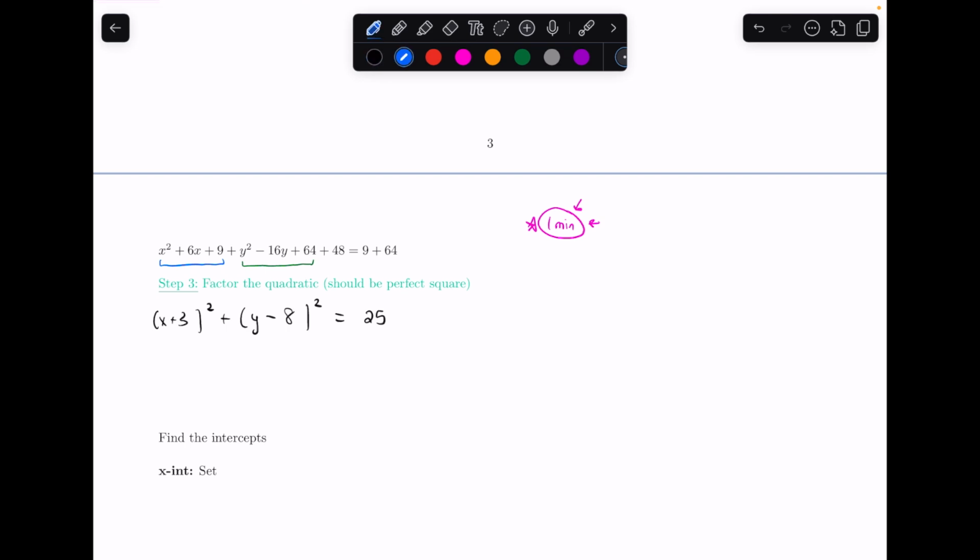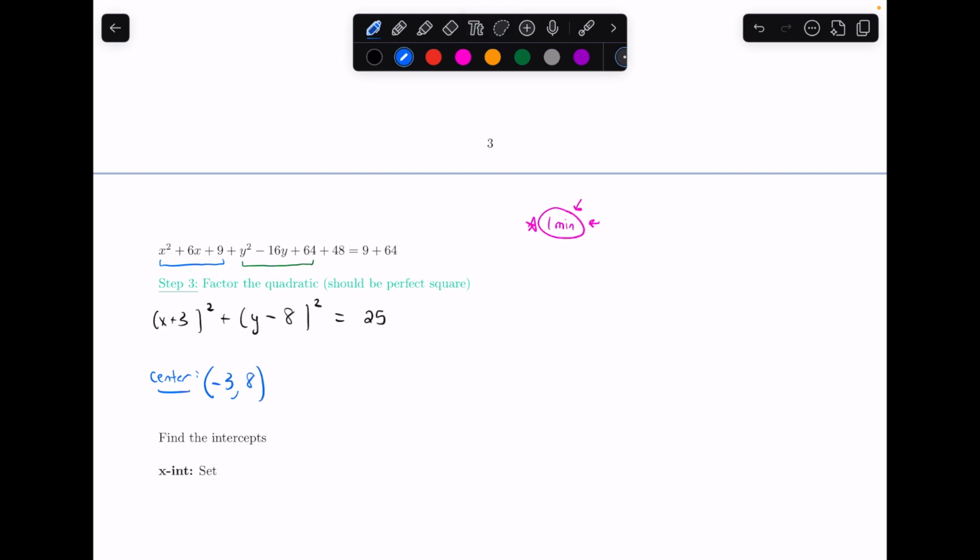Okay, so the center. The x coordinate of the center is, what do I plug in for the x to make this parentheses thing be 0? I would plug in negative 3. The y coordinate is, what do I plug in for the y to make this one be 0? And that would be 8.